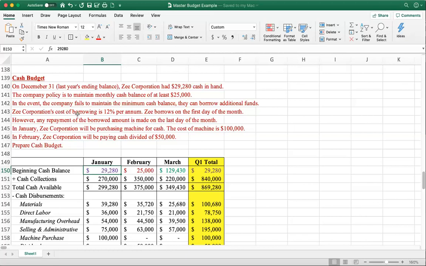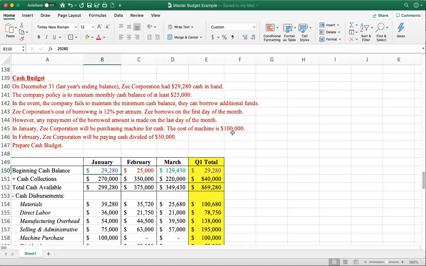Z Corporation's cost of borrowing is 12% per annum. Z borrows on the first day of the month. However, any repayment of the borrowed amount is made on the last day of the month. So if the company is cash short, if they are unable to maintain a $25,000 balance, then they can borrow the difference. So for example, assuming the beginning balance was not 29,280, if the beginning balance was 15,000, so they were 10,000 short, they can borrow that 10,000 so they can maintain the balance of 25,000. Okay. In January, Z Corporation will be purchasing a machine for cash.